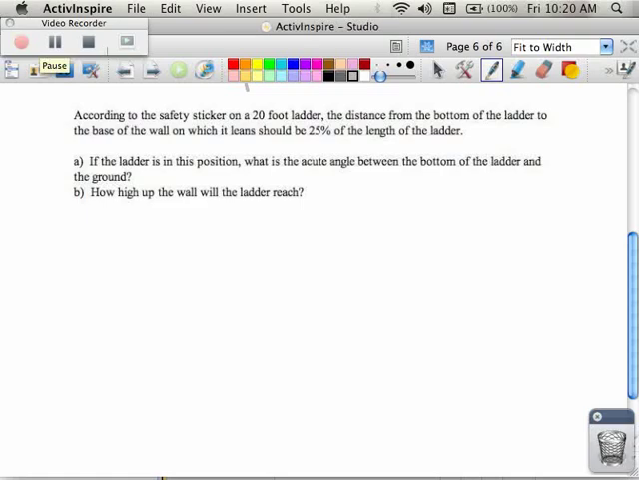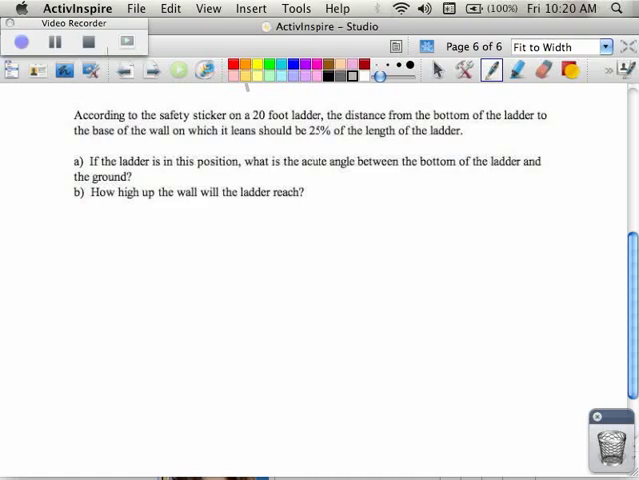All right, guys, last one. So according to the safety sticker on a 20-foot ladder, the distance from the bottom has to be at least 25% of the ladder. If the ladder is in this position, what's the acute angle between the bottom of the ladder and the ground, and how high up the wall will the ladder reach? This really doesn't have a ton to do with what we've been talking about, but it's about right triangle trig, so that's why they throw it in here, so that you don't forget.